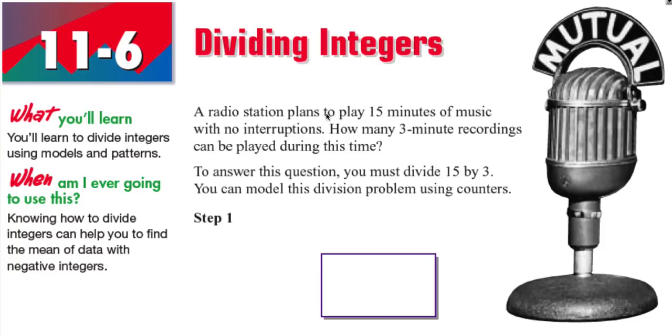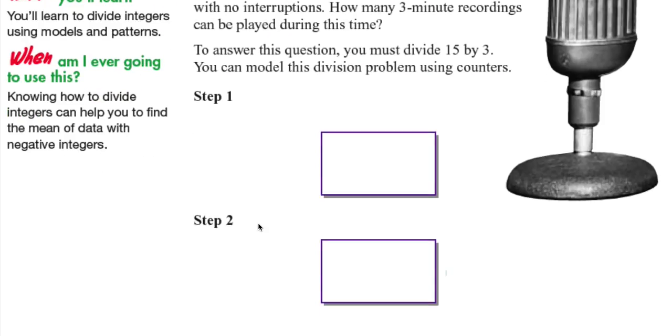So a radio station plans to play 15 minutes of music with no interruptions. How many 3-minute recordings can be played during this time? Again, this is an easy division problem. To answer this question, we have to divide 15 by 3. So you can use a model.